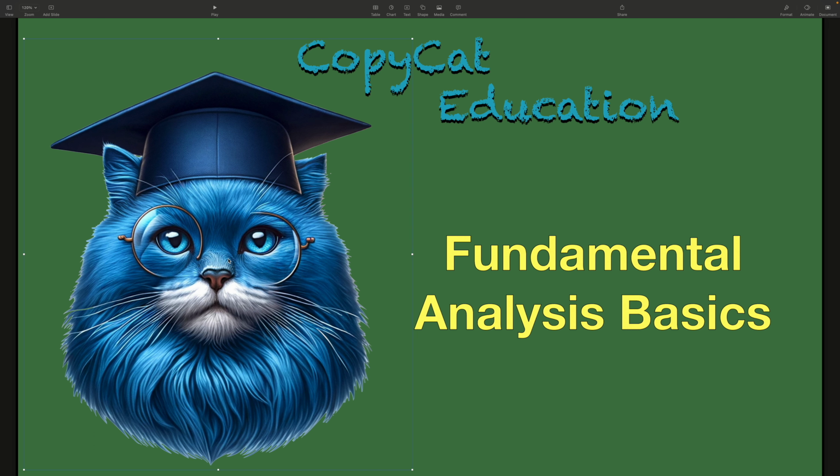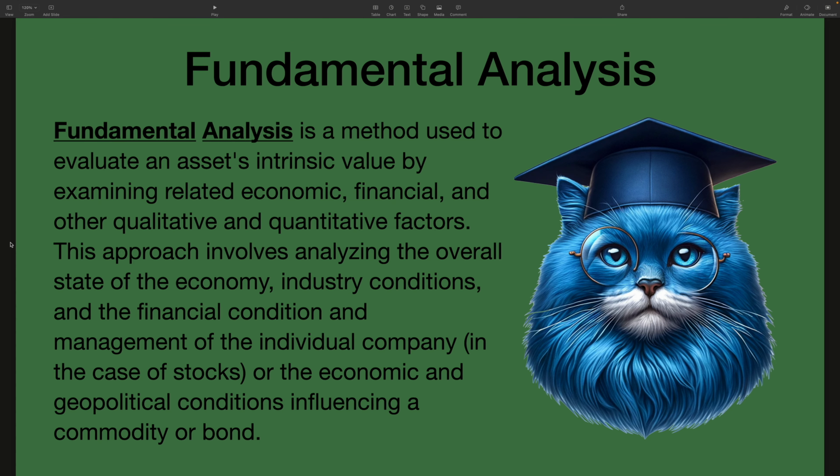Let's get into the definition here. Fundamental analysis is a method used to evaluate an asset's intrinsic value by examining related economic, financial, and other qualitative or quantitative factors. This approach involves analyzing the overall state of the economy, industry conditions, and the financial condition and management of the individual company in the case of stocks, or the economic or geopolitical conditions influencing a commodity or a bond. For stock fundamental analysis, it often involves delving into the company's financial statements.